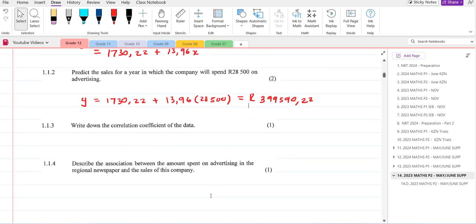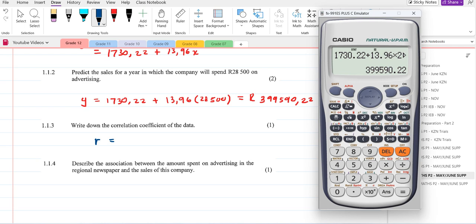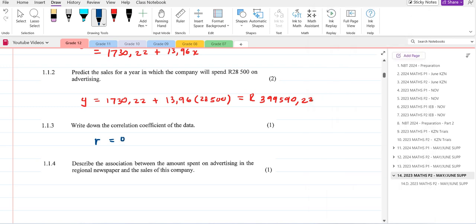Write down the correlation coefficient for the data. To find the correlation coefficient, we just get the value of R, which is on the calculator. It represents the strength of the relationship between the X and Y variables. So you go to regression and press R, option number 3, and I'm getting an answer of 0.98. So there's a very strong positive relationship. Describe the association.